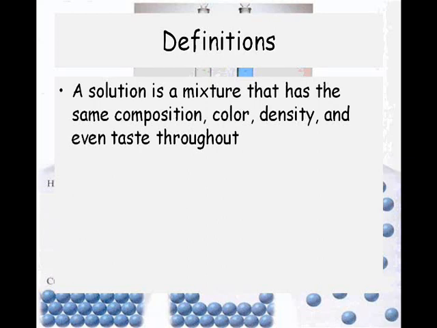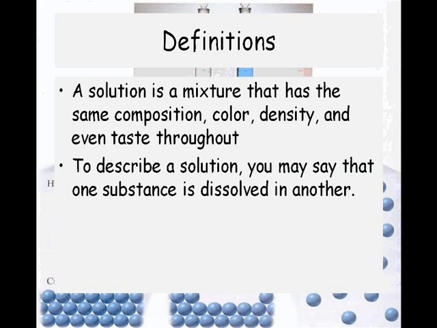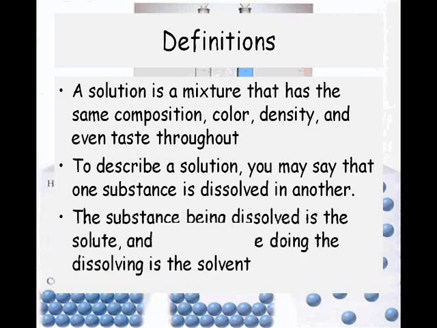Now, some definitions. Make sure you know these definitions. A solution is a mixture that has the same composition, color, density, and it even tastes the same throughout. Okay, so you can't see any different part. It's one solution altogether. To describe a solution, you may say that one substance is dissolved into another. And the substance being dissolved is actually the solute. The substance doing the dissolving is the solvent. So let's look at some practice on that.